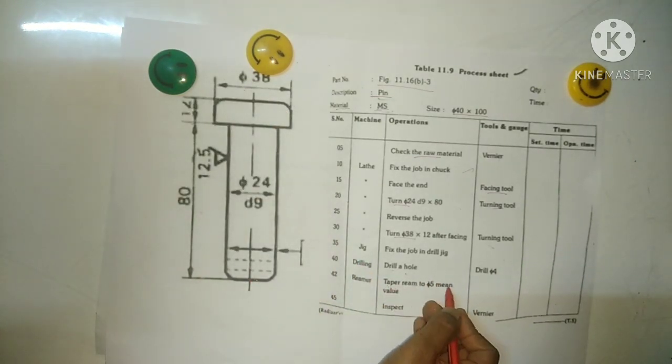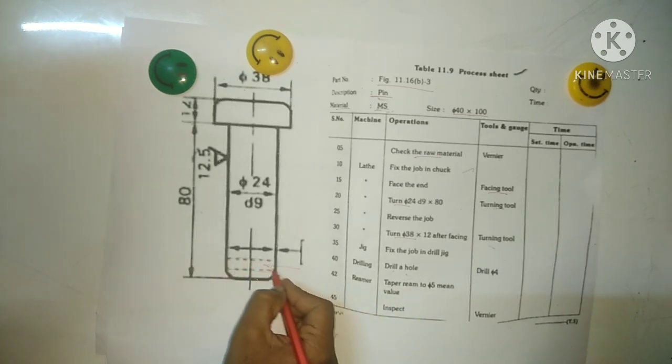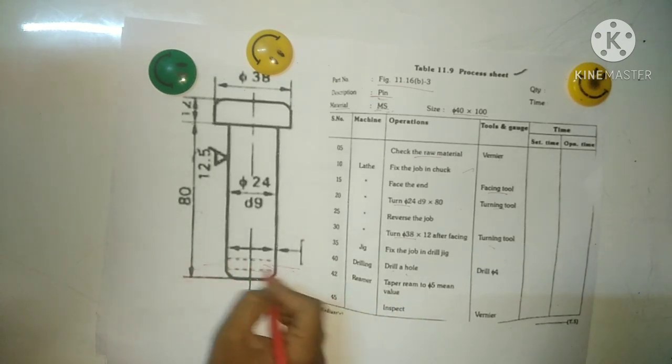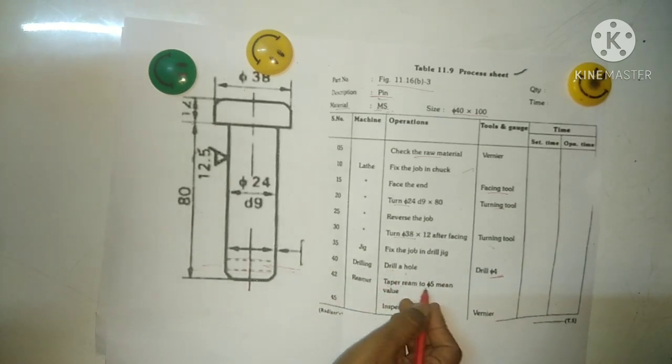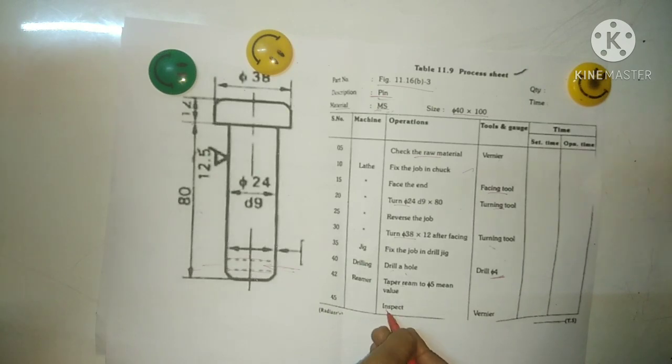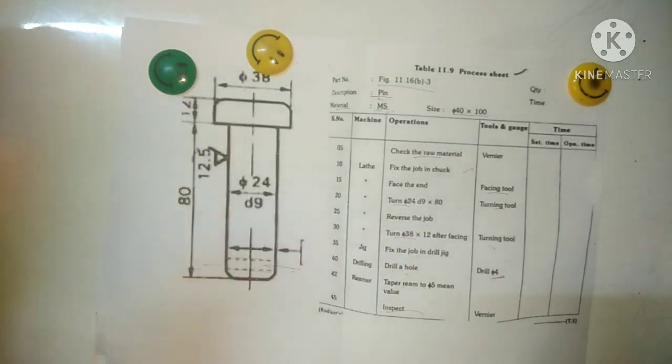Then taper, ream, and 5 mm. You have to drill the hole here because you have to connect with the taper pin. For that purpose, you have to drill a hole of dia 4. After that, the taper pin comes in to connect here. Finally, inspection: start with inspection, end with inspection. This completes your process sheet.